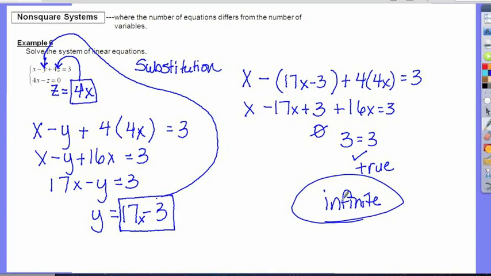Now, if this did not come out to be infinite, if you actually came out to get an x value, then you would take that value and plug it back in and find your y's and your z's. So don't think that all non-squares will be an infinite number of solutions.